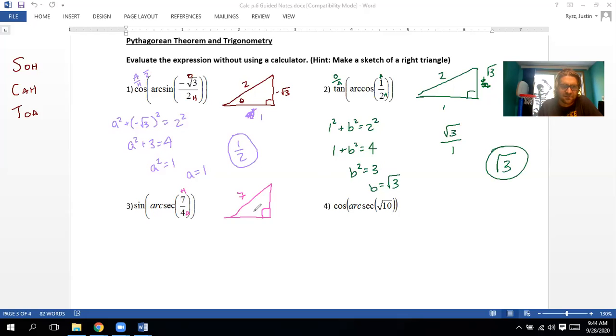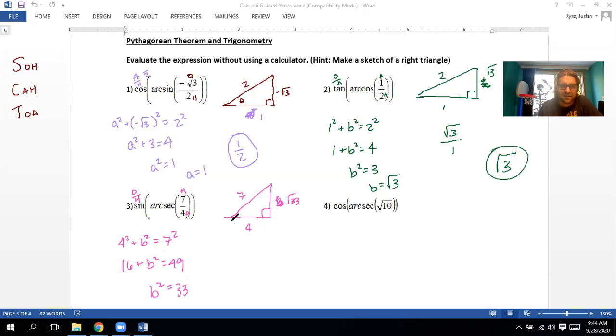So our hypotenuse is 7, our adjacent side is 4. For sine, we have to find opposite over hypotenuse, so we have to find the opposite here. 4 squared plus b squared equals 7 squared, or 16 plus b squared equals 49. We can subtract the 16 from 49, and that is 33. So b is radical 33.